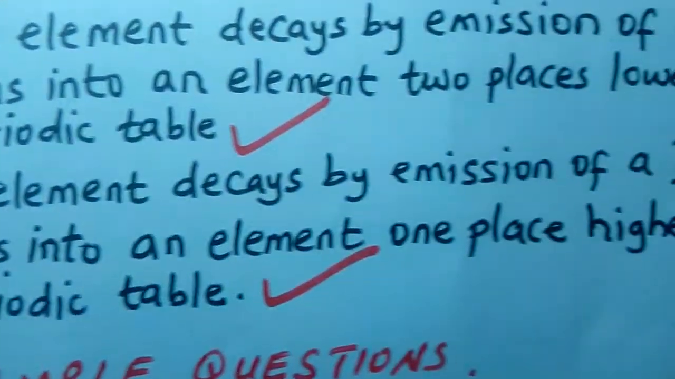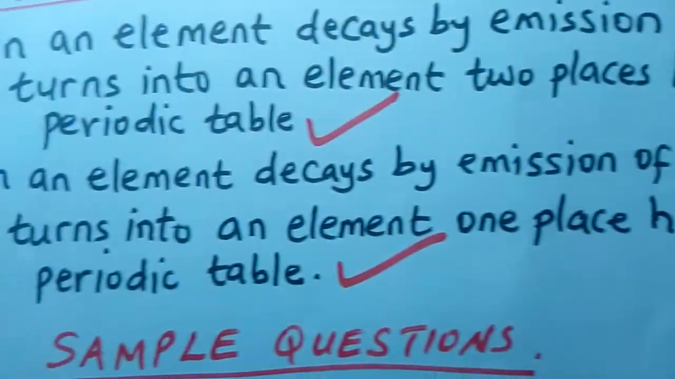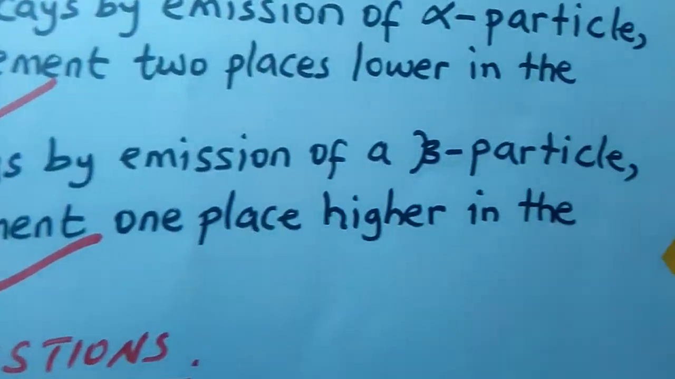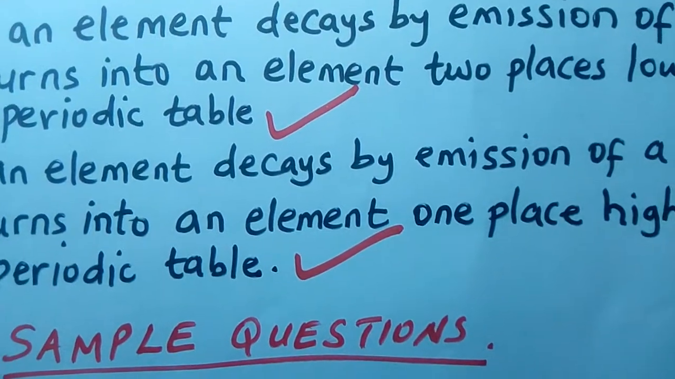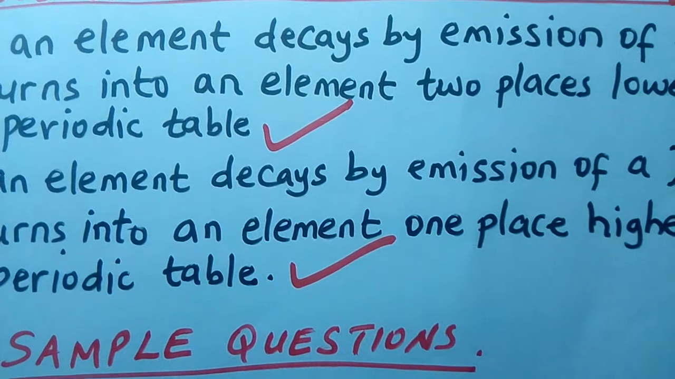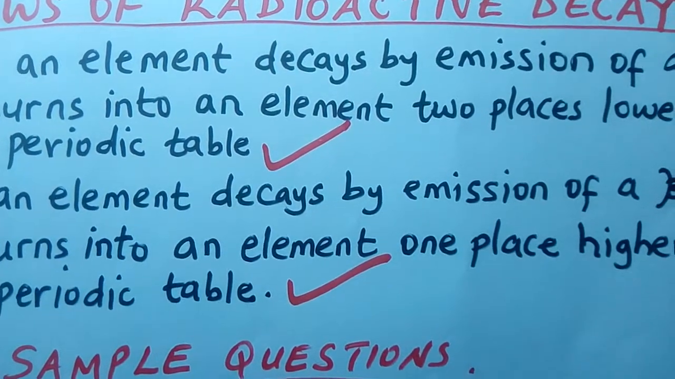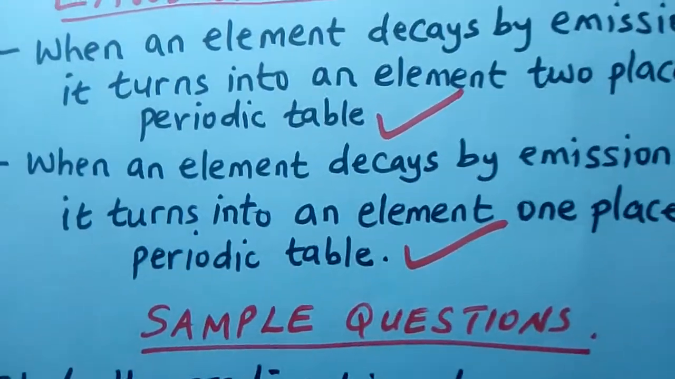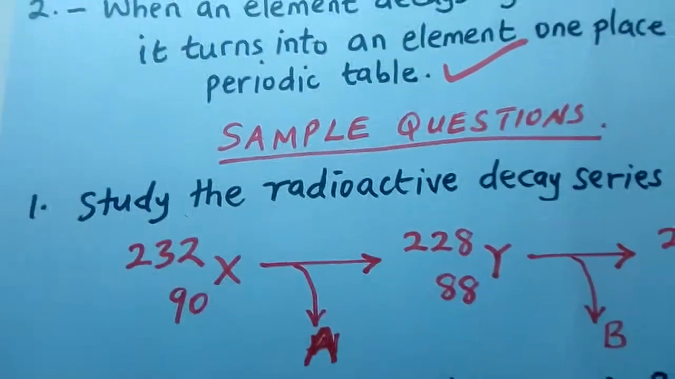When an element decays by emission of a beta particle, it turns into an element one place higher in the periodic table. We said in beta decay, atomic number increases by 1, mass number does not change. So since the atomic number increases by 1, it means the new element will be one place higher in the periodic table. Okay, now let's conclude with this sample question.